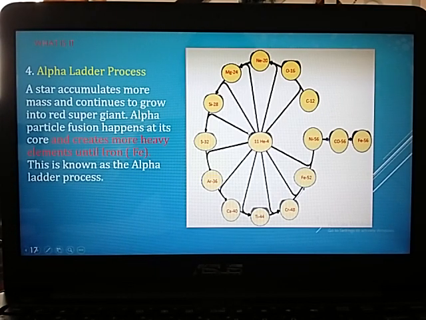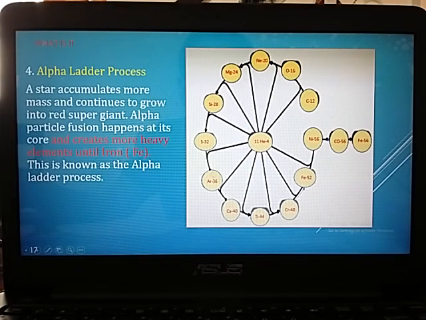Nakita niyo, dumami na, no? So, ang alpha element is always helium-4. Nasa gitna siya. Pag marami nang helium-4, nakakagawa na ng maraming elements like this na nakikita niyo. So, paano ba ang proseso nito? Meron na tayong carbon. Paano nabuo ang oxygen? Carbon-12 plus 4 is 16, is the atomic mass of oxygen.